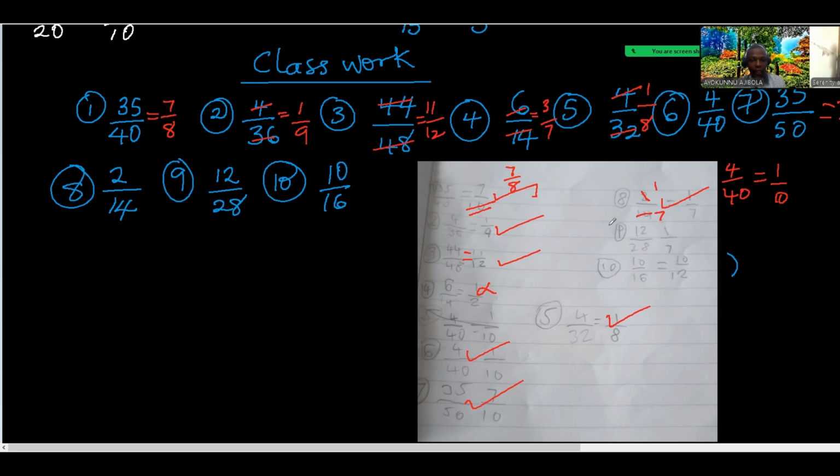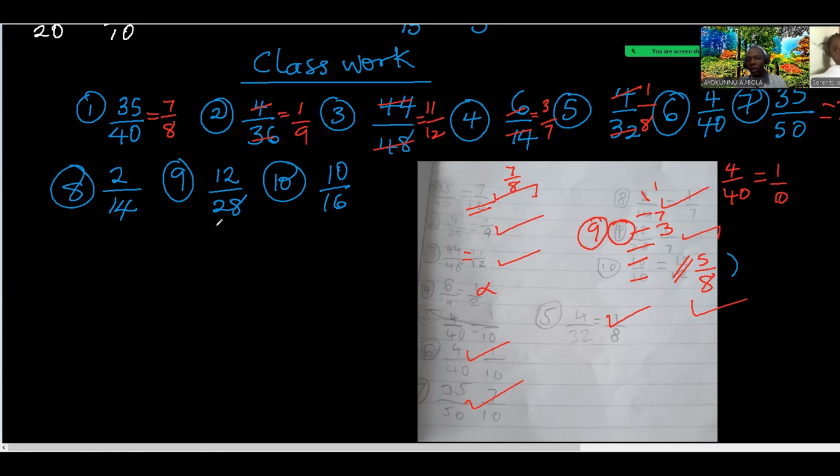Then number 9, look at the way you wrote your 9. You should write 9 like this. So you can't use 12. You can only use 4. 4 here is 3 and 4 here is 7. And the final one, which is 10/16, 2 here is what? 5. And 2 in 16 is what? 8. And that would be 5/8.